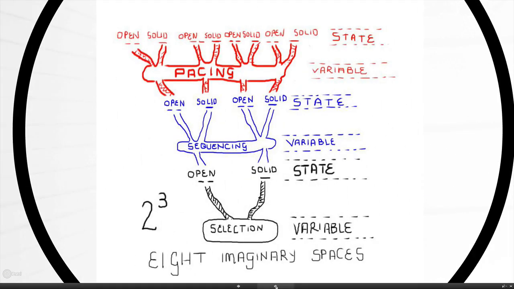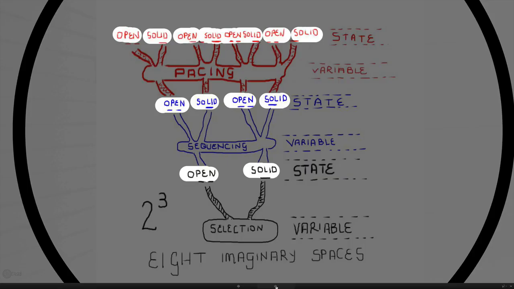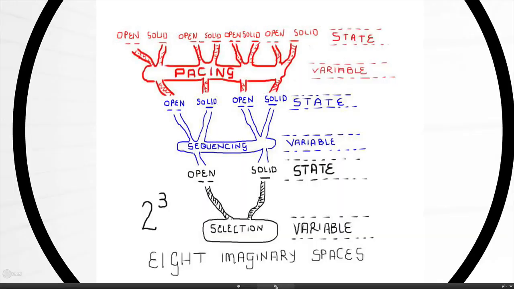Let's now add a third variable into the story. This time we've got selection, sequencing, and now pacing as the third variable. Notice that we've kept the states the same. We are always working with only open and solid states. This means that in each variable we land up with a binary choice between open and solid. It's a very simplified analytical strategy, but it helps us see quite clearly what some of the possibilities are.